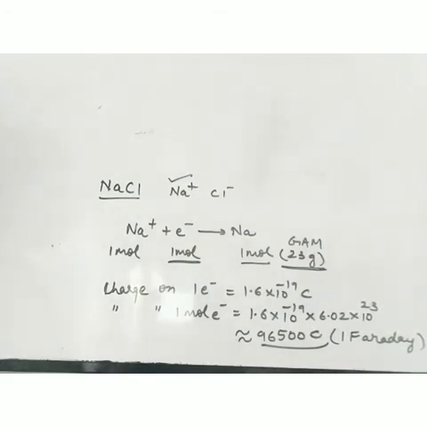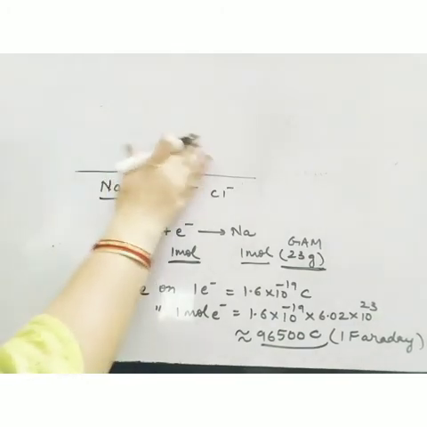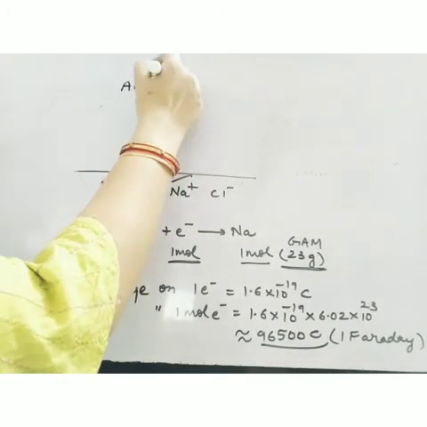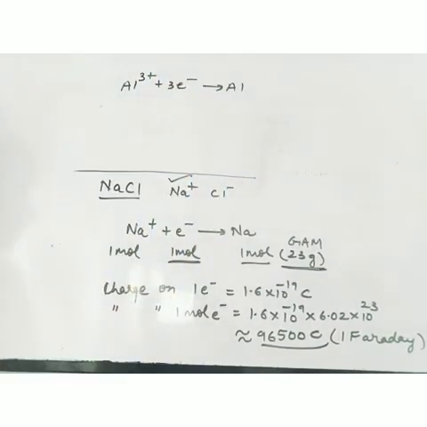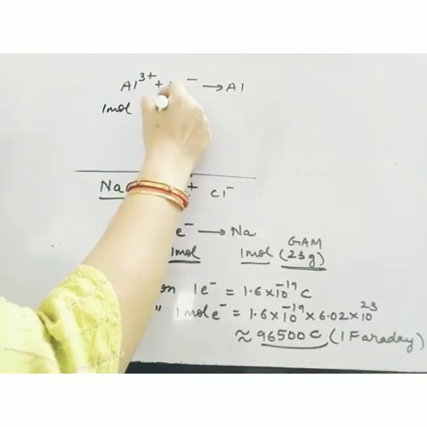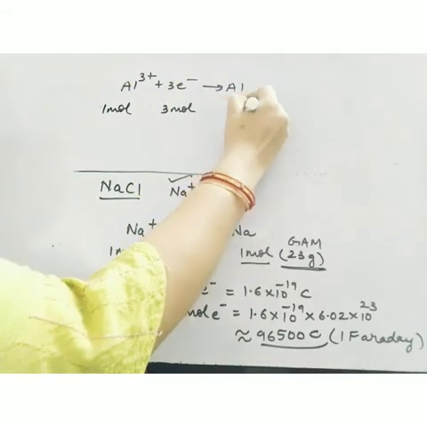We are taking one more example here. Suppose we take the example of aluminium. I am passing current through a solution of aluminium salt, and the reaction is Al3 plus 3 electrons gives Al. This is how your aluminium will be deposited. The valency of aluminium is 3 only. This is 1 mole, this is 3 moles, and this is 1 mole.